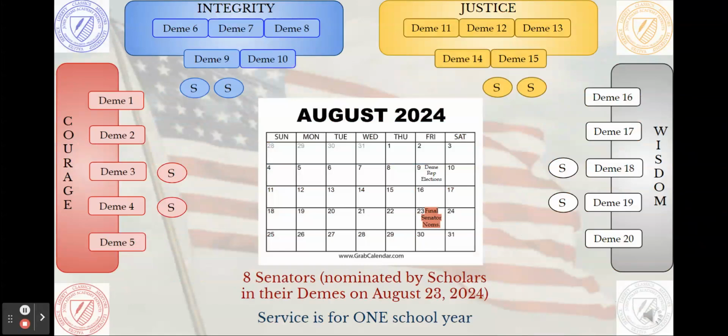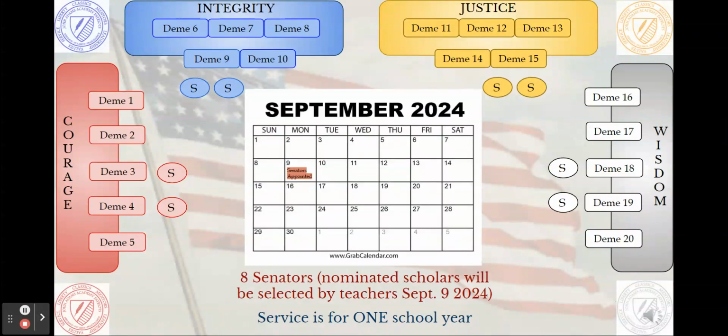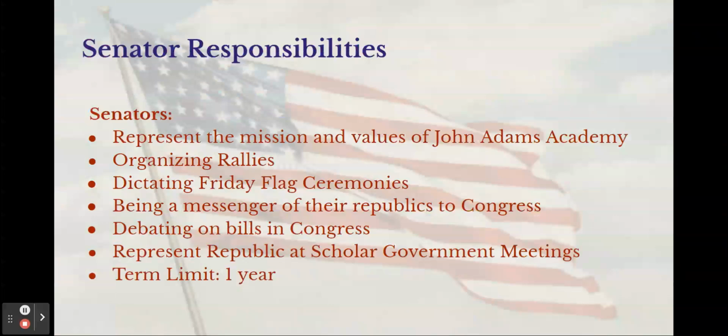Next, we will have our final senator nominations on Friday, August 23rd. Senators will be appointed on Monday, September 9th. Before accepting a nomination for senator, please take note of the responsibilities of this position. Senators represent the mission and values of John Adams Academy, organize rallies, dictate Friday flag ceremonies, are a messenger of their republics to Congress, debate on bills in Congress, represent Republic at scholar government meetings, and also serve a term limit of 1 school year.